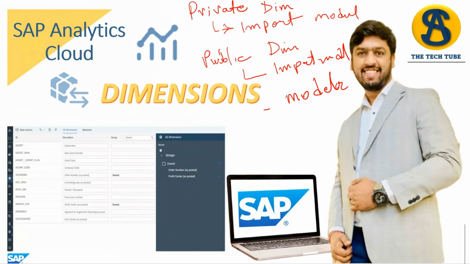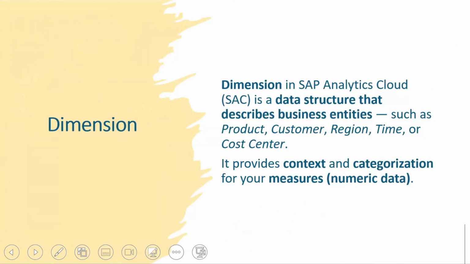Moving to the next part, let's start with the definition. So dimension in SAP Analytics Cloud is a data structure that describes business entity. So business entity can be anything like product, customer, region, time, cost center, general ledger account, company code. It can be anything that provides a context or categorization or classification for a measure, which is a numeric data.